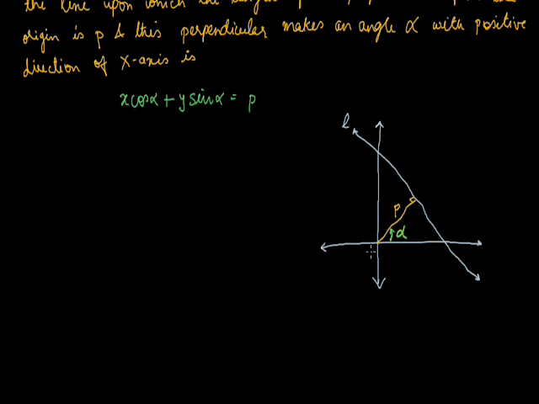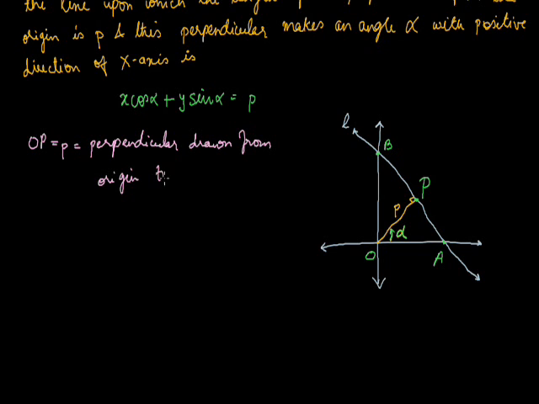Now let us point this as the origin. Let the point of intersection of the perpendicular to the line, this one, be capital P. Let my line intersect x-axis at A and y-axis at point B. Now OP, I can say that OP is equal to small p, that is equal to perpendicular drawn from origin to line AB.